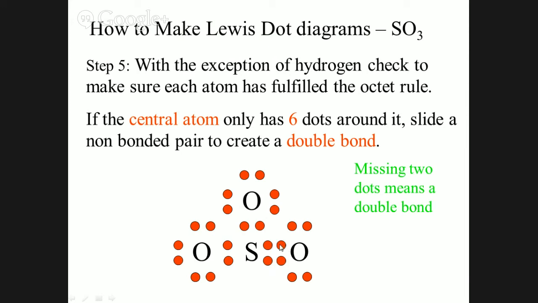So right off the bat, folks, this suggests that doing these things in pen is not a good idea. Because if you get to this point where you decide, oh, I need to move some dots and create a double bond, if you have done it in ink, it's kind of hard to erase and fix your drawing.